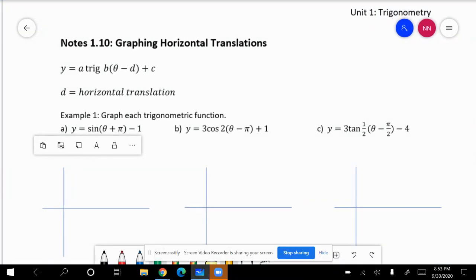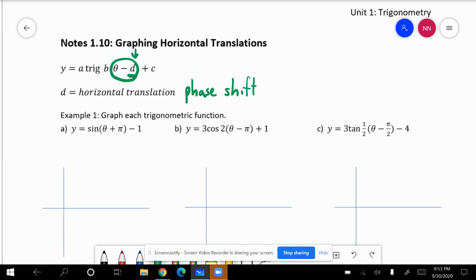We're going to look at our horizontal translation. Another word for horizontal translation is phase shift. And that right there is our d value in our equation. We're going to be adding it or subtracting it from the theta. The d value always shifts the opposite direction as the sign. So notice that this is a negative, so that means d is actually a positive.